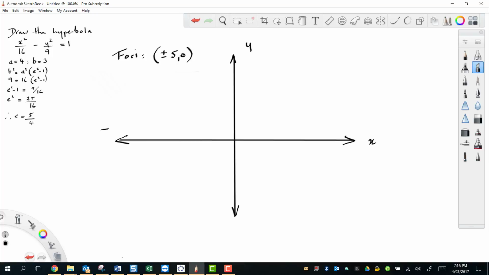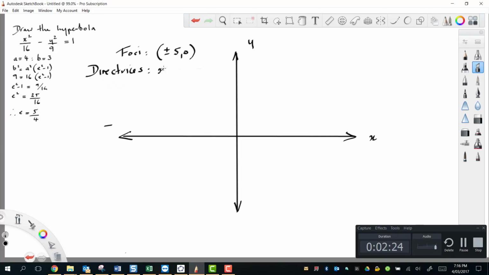And we want the directrices. That's x equals plus or minus a on e. So x equals a, a is 4, 4 on 5 fourths is 16 on 5. So plus or minus 16 on 5. So that gives us two bits of information we need.